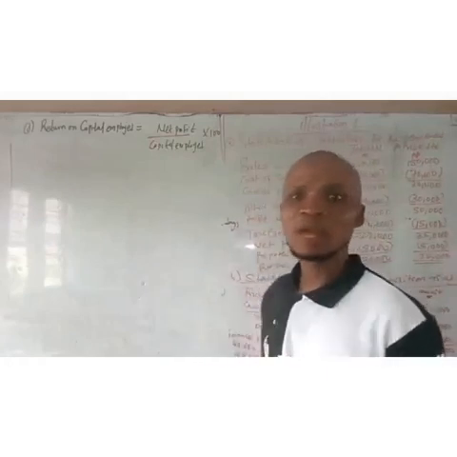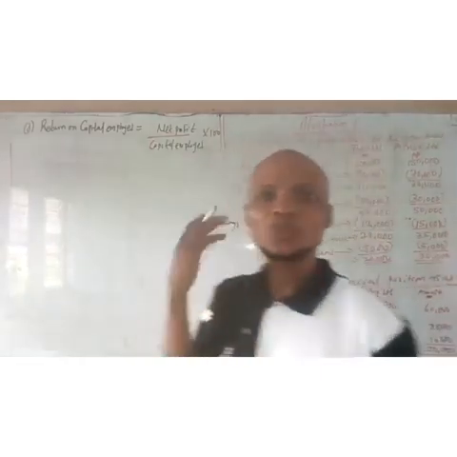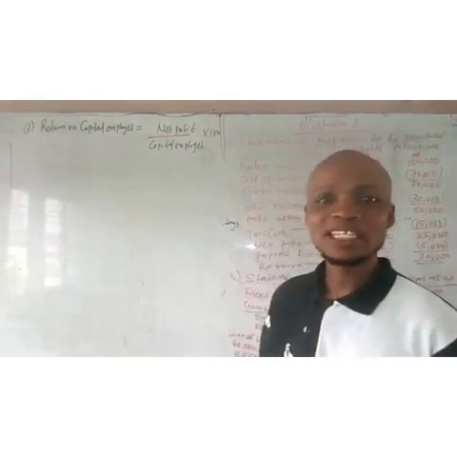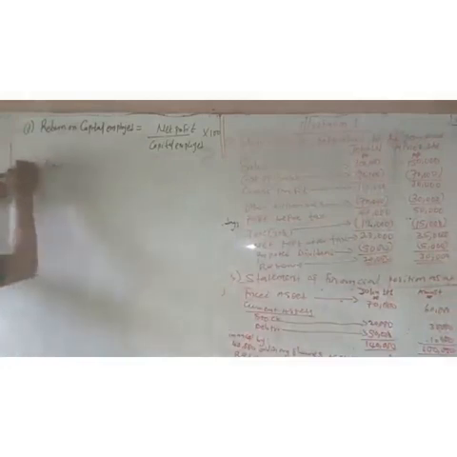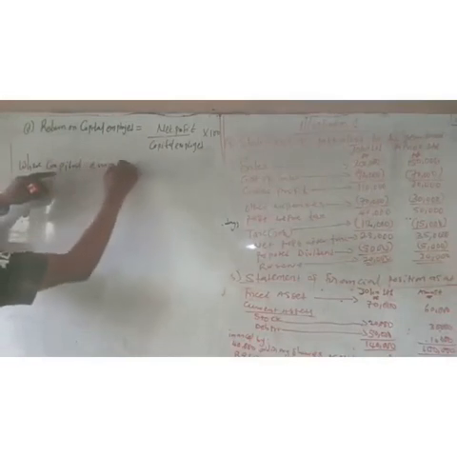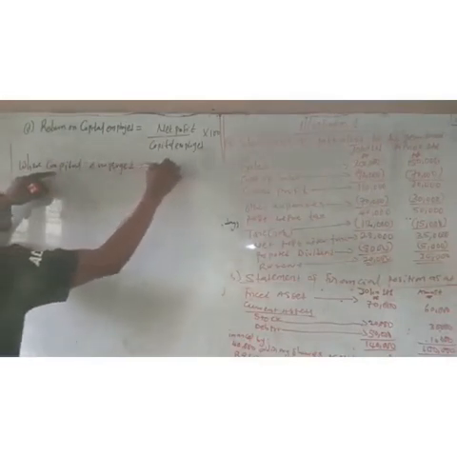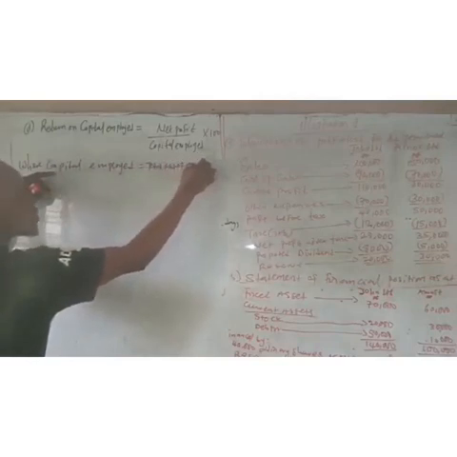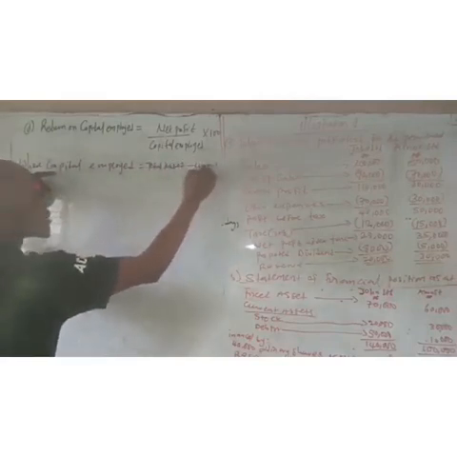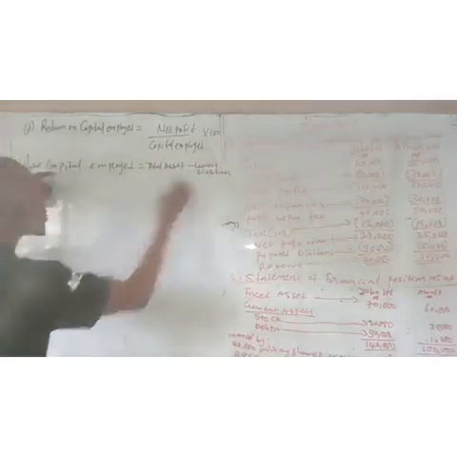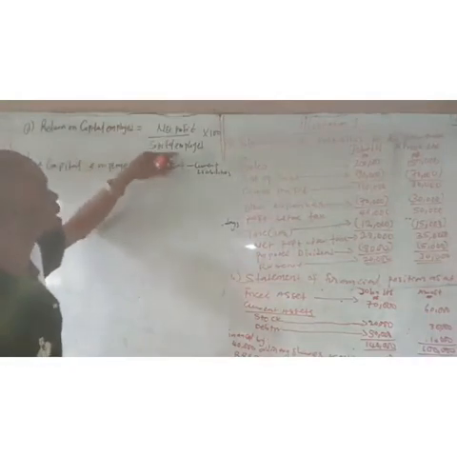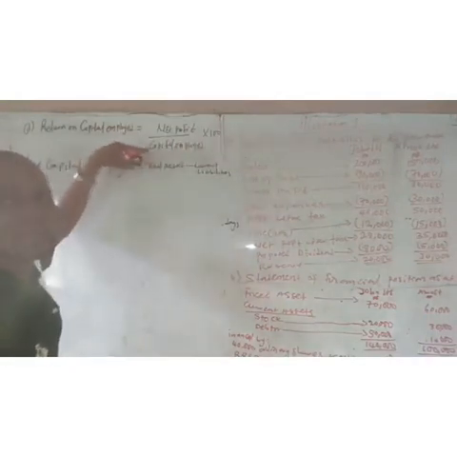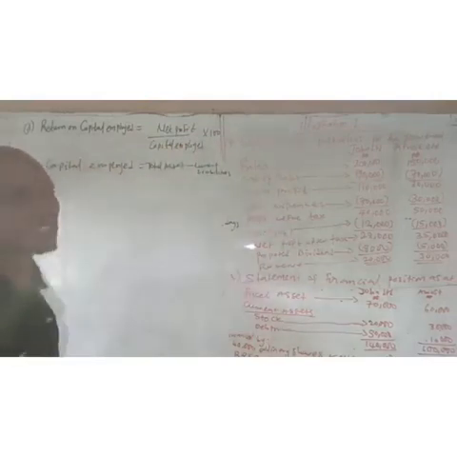Then how do you define capital employed? Capital employed is equal to total asset minus current liabilities. So the formula for return on capital employed is net profit divided by capital employed times 100, where capital employed is equal to total asset minus current liability.